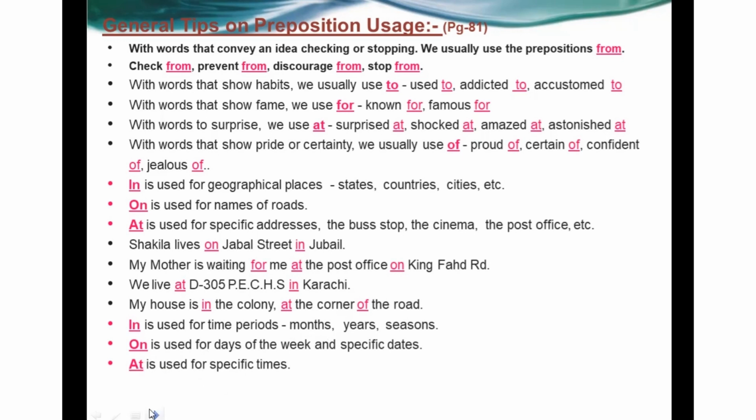On can also be used for some specific date or the names of the days of the week, like Saturday, Sunday, Monday, Tuesday, Wednesday. Whenever any day's name is mentioned, or a specific date with the month name, September, July, August, then for that what do we use? We use on. Okay, and then let's come to the next one.